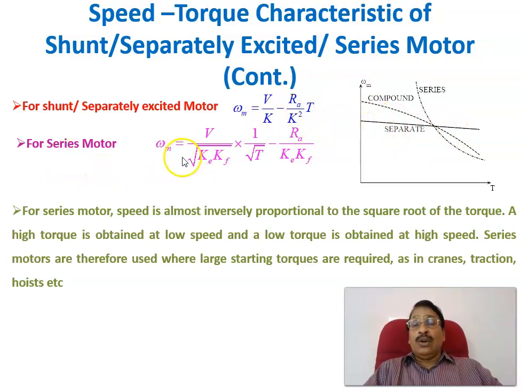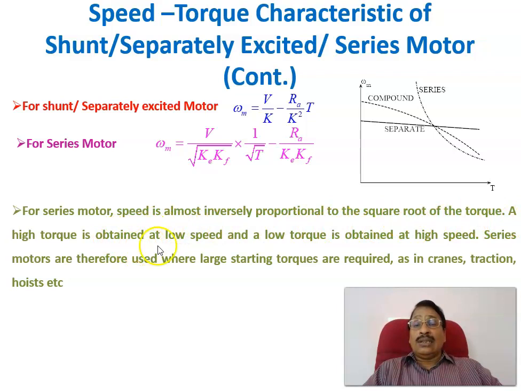And for a series motor, omega m is given by V by root of K into Kf into 1 by root of T minus Ra by K into Kf. Therefore, as torque increases, omega m reduces, but it is inversely proportional to the square root of the torque. That is an inverse characteristic for a series motor. The shunt motor is this one, and the compound motor will be in between. So for a series motor, speed is almost inversely proportional to the square root of the torque.